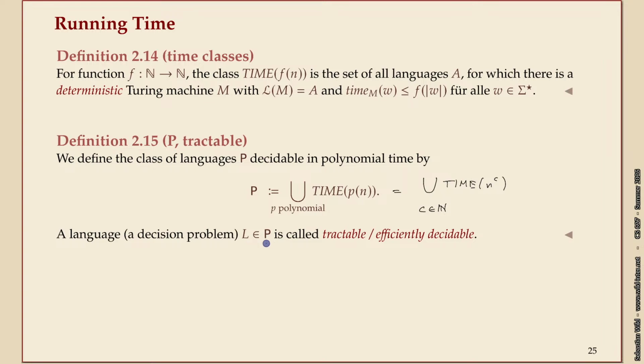And any language in this class, so any language for which we can find a Turing machine that accepts it in time bounded by some polynomial, we call that a tractable or efficiently decidable or efficiently computable class or language. That was P. So far, so good.